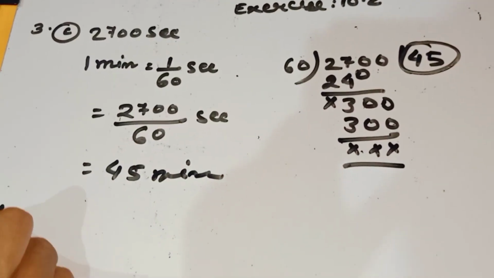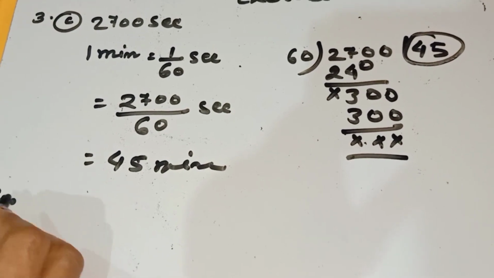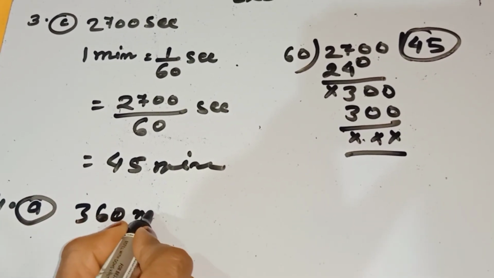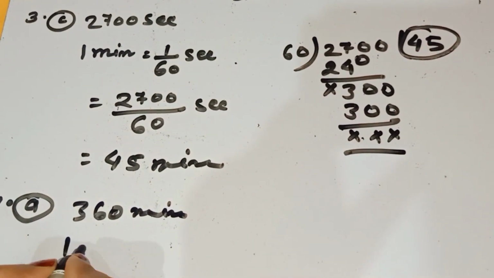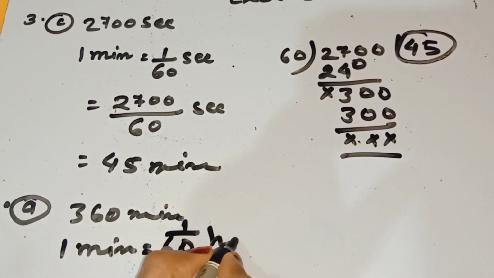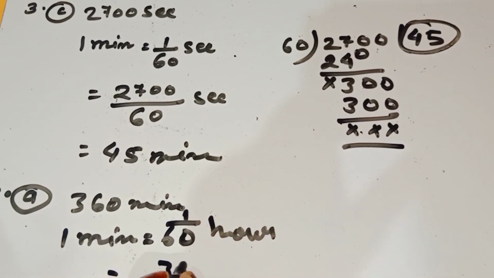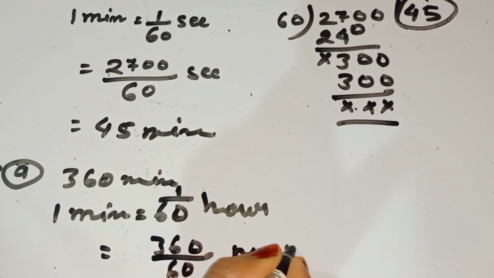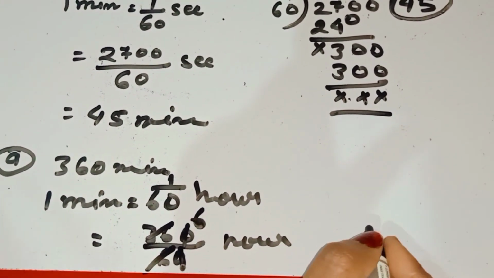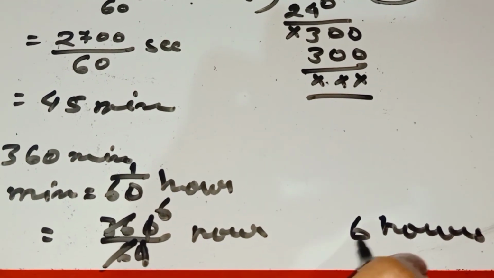So, question number 4. It is the last question of this chapter. How many hours are there in? So, how can we do it? Same process as I have explained before. From this question, question number A, I am taking 360 minutes. Okay. Same, you write the formula. Sorry, 1 minute is equal to 1/60 hour. The question asks how many hours are in the given minutes. So how can we write? 360/60 hour. Okay. So we cut like this, 0 to 0. 6 6s are 36, and 6. So 6 hours is the answer of this question. I think it is clear.